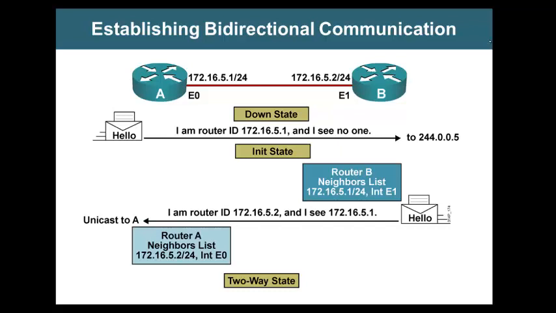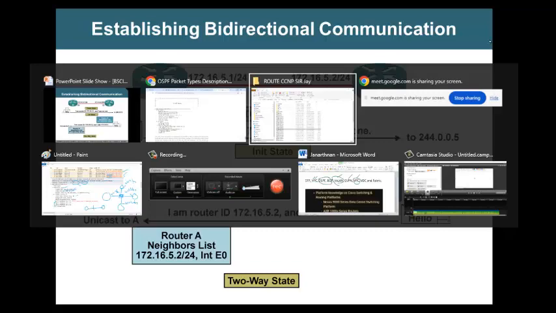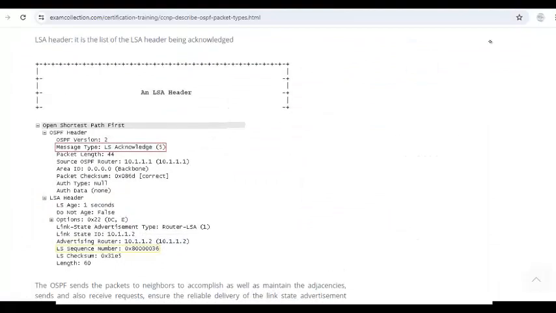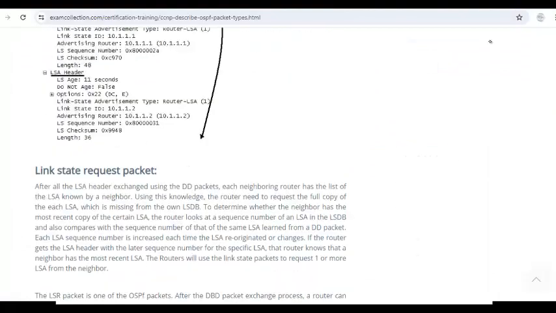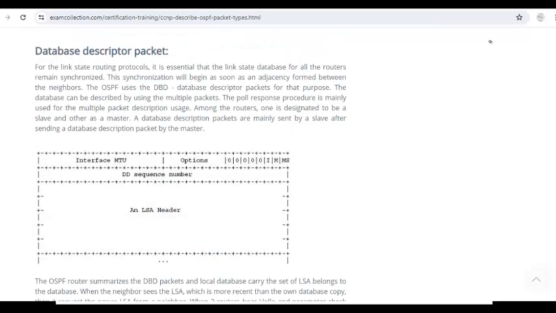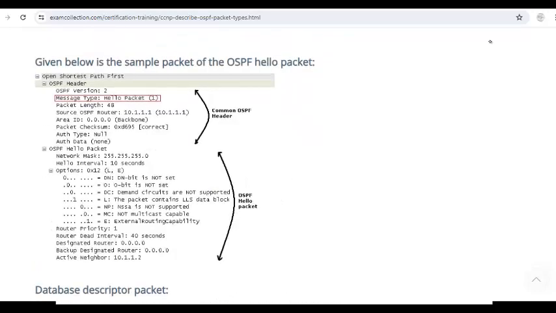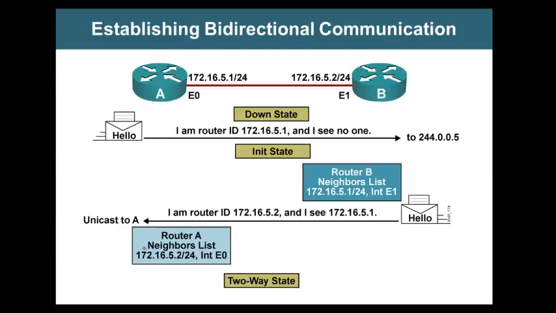Who is neighbor for B? A. So it puts A's address and sends it. When A finds its own address in the neighbor list, it understands that it needs to go to two-way state. Initially it was in init state.